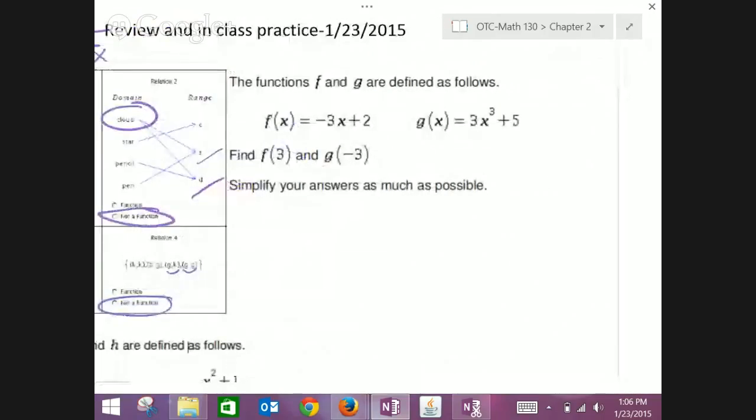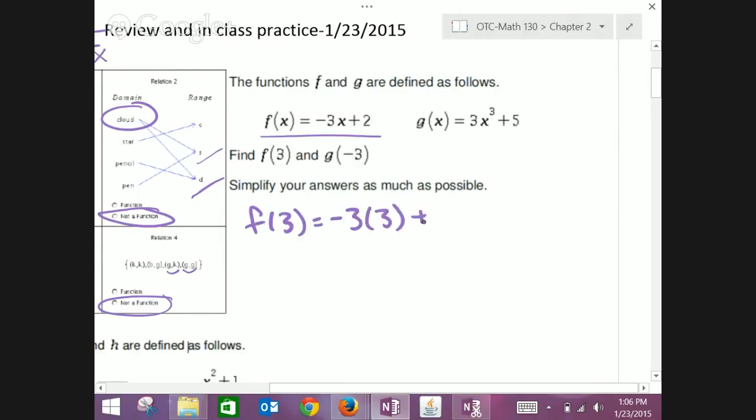You'll also be asked to simplify or be able to evaluate functions. So functions F and G are defined as follows. Simplify your answer. So what is F of 3? -7. So notation-wise, F of 3. I'm answering this question. It's -3, open parentheses 3 plus 2. So you can work vertically if you like or horizontally. It doesn't matter. Consistent. That tells me -3 times 3, so -9 plus 2.